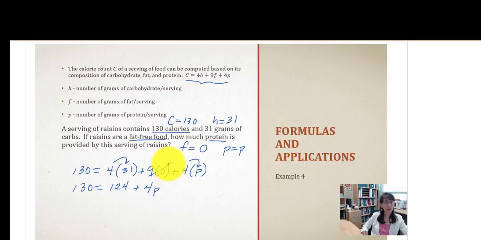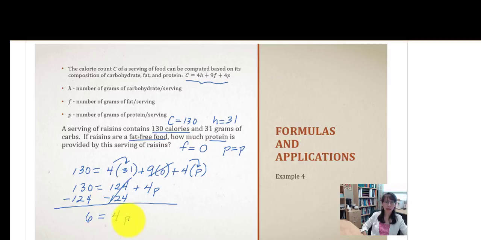Now there's no need to keep writing the parenthesis. We know that 4P also implies multiplication. So notice that 2 of the terms are constant terms and only 1 of the terms is a variable. So 4P is going to remain where it is, and we somehow need to move 124. So the subtraction property of equality is going to help us out here. Remember, that's the same as adding a negative number. So 130 minus 124 gives us 6 equals 4P.